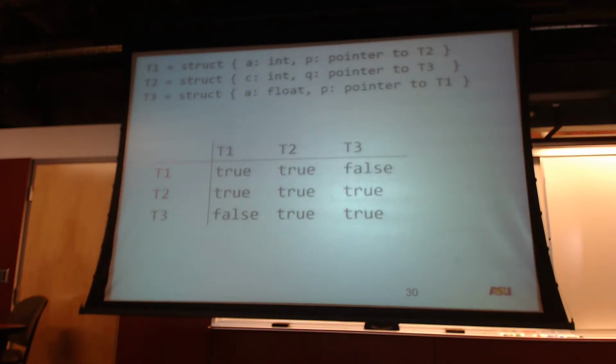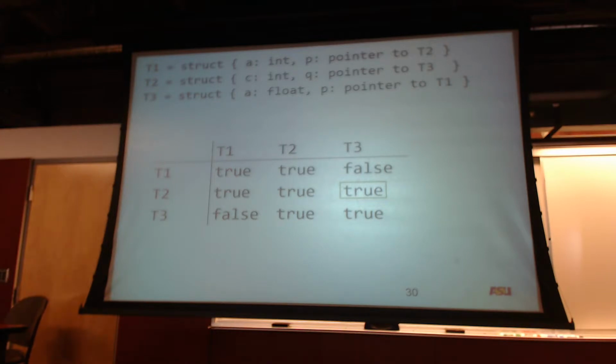So now we had false. Now what do we need to check? We already checked T1, T1, and we already checked T1, T2. If we check T1, T2, then T2, T1 is also checked. We don't need to check T2, T2. So what we need to check is T2, T3. Are they structurally equivalent or not? Let's check this one.